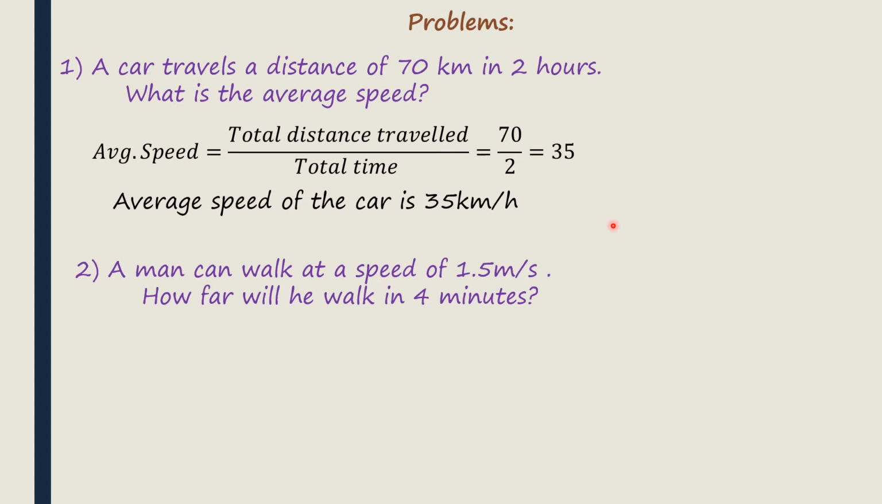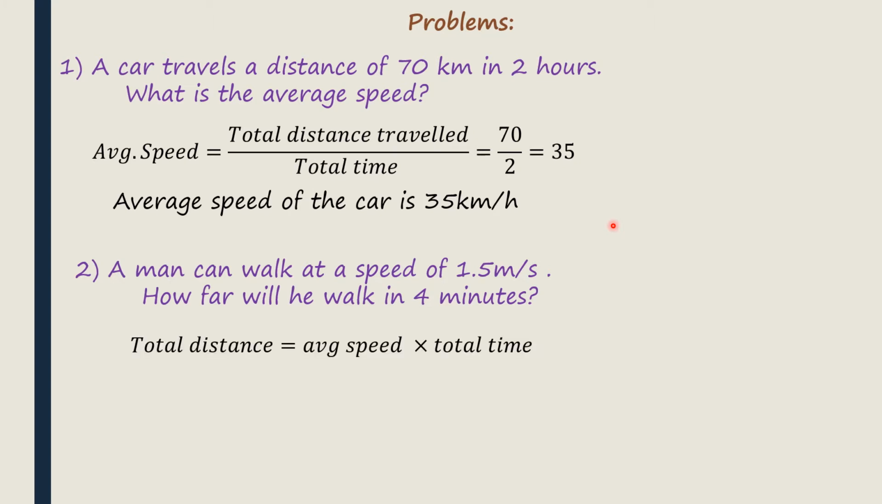Now the time is given and also the speed is given. What we need to find is the distance that the man has walked. Okay, हाम्रोमा average speed पनि छ, time पनि छ. Now we need to find how much distance the man has walked. So a man can walk at a speed of 1.5 meters per second, and he is traveling that stretch in 4 minutes. So how do we do it?